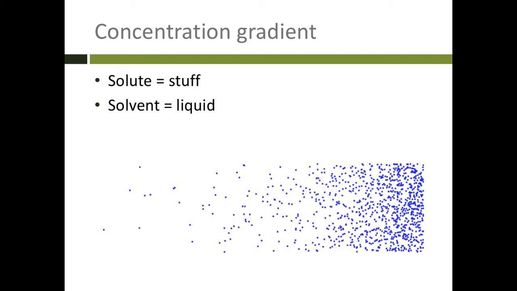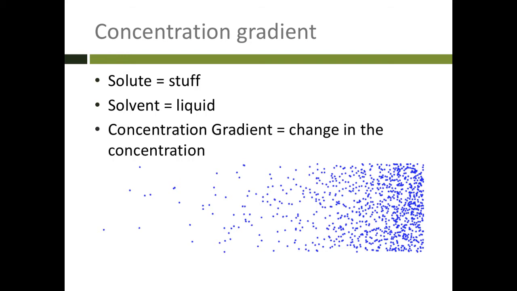If you look at the picture below, imagine that each blue dot is a molecule of solute. On the right-hand side, you have lots of it, a very high concentration of solute. However, on the left-hand side, you have a very low concentration of solute, not very many blue dots at all. This gives you a concentration gradient, a change in the concentration.